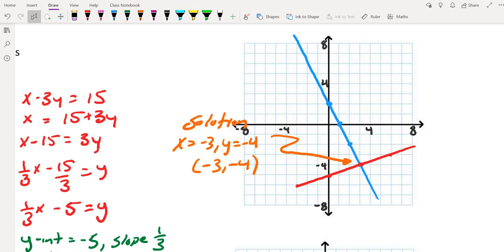So I graphed my 2 lines. Where they intersect is the solution. So the solution is right here. And at that point, x is equal to negative 3 and y is equal to negative 4.